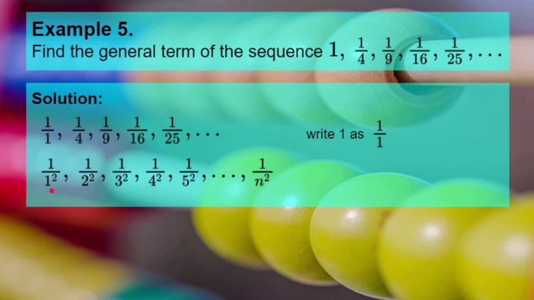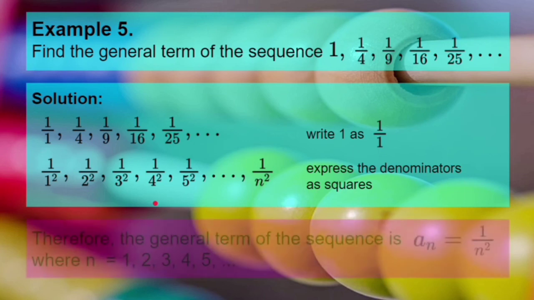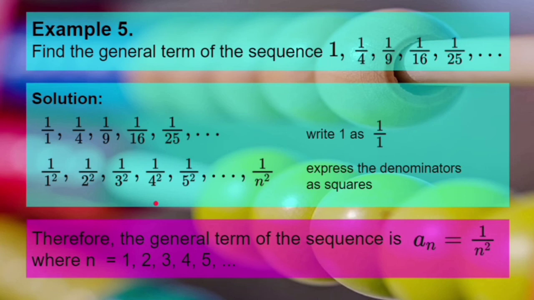Okay? For the first term, we have 1, second term, 2, third term, 3, fourth term, 4, and the fifth term, 5. So therefore, for the nth term, we just use n. So that is 1 over n square. Okay? So we just express the denominators as squares. So therefore, we now have the general term of the sequence, which is a sub n equals 1 over n square. Okay, so where n is equal to 1, 2, 3, 4, 5, and so on.